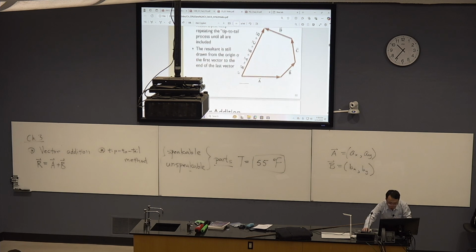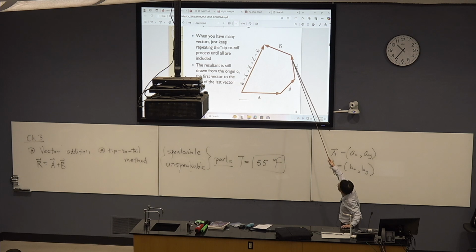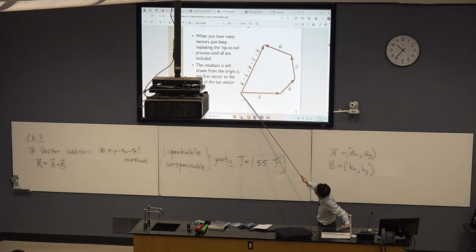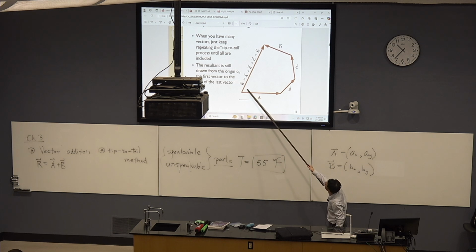And this is some generalization. When you have 4 vectors, A, B, C, and D, how would you add them up? You connect the tip of vector A to the tail of vector B, and then connect the tip of vector B to the tail of vector C. Then you connect the tip of vector C to the tail of vector D. Then in the end, you connect from the tail of vector A all the way to the tip of vector D. So then this R is your resultant vector.